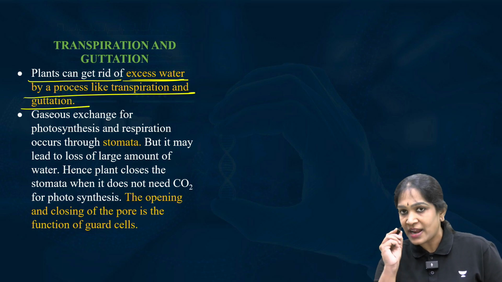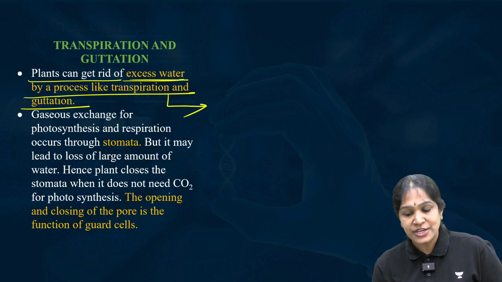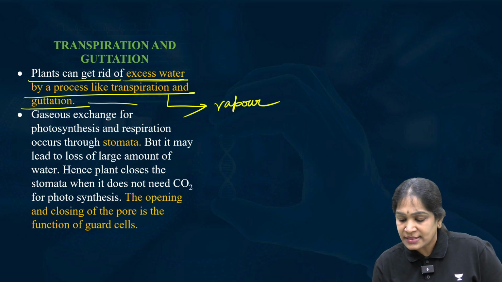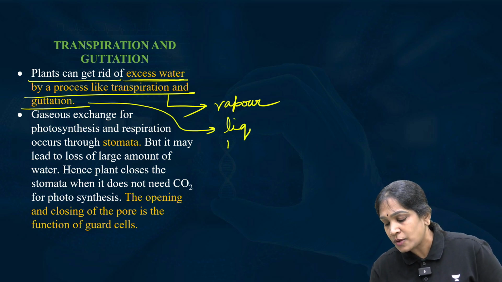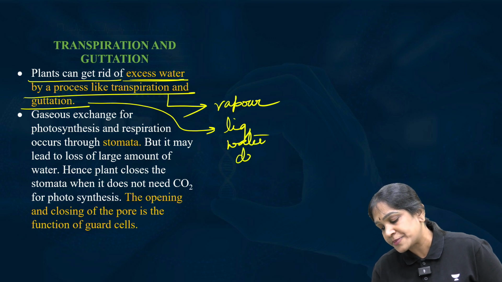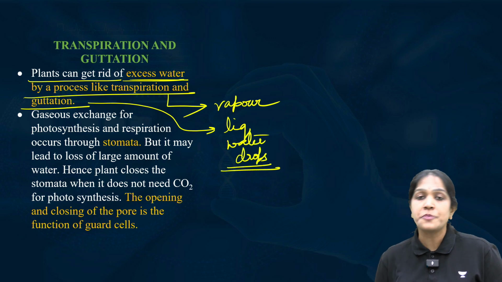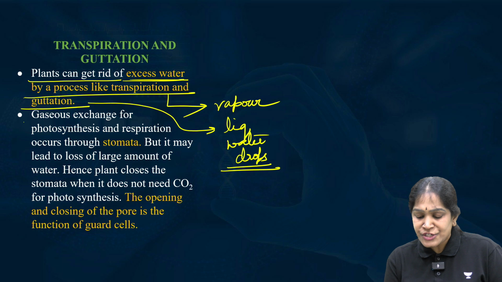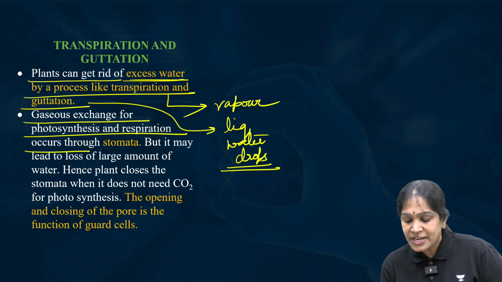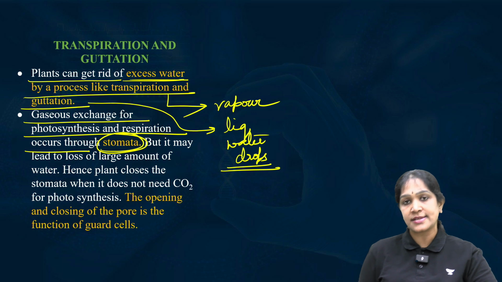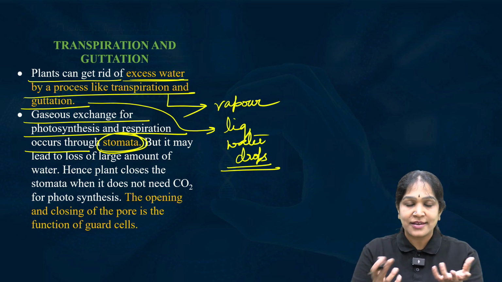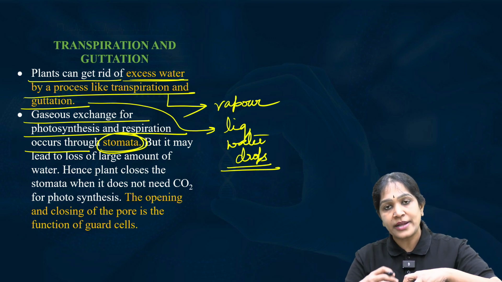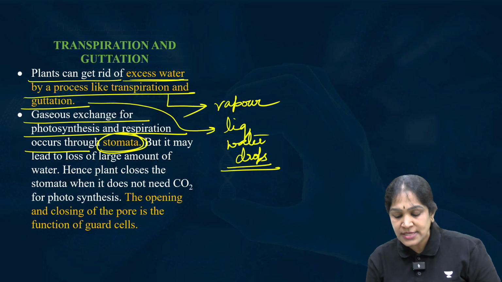What is the difference? The primary difference is, in the transpiration, the water goes in the form of vapor. In the guttation, the water goes in the form of liquid water, like drops. This is what the dew drops that we see on the flowers and leaves early in the morning. Gaseous exchange for photosynthesis and respiration occurs through stomata. We have already discussed. This is like our nostrils. Gaseous exchange, that is taking up carbon dioxide and releasing oxygen, happens through this stomata.